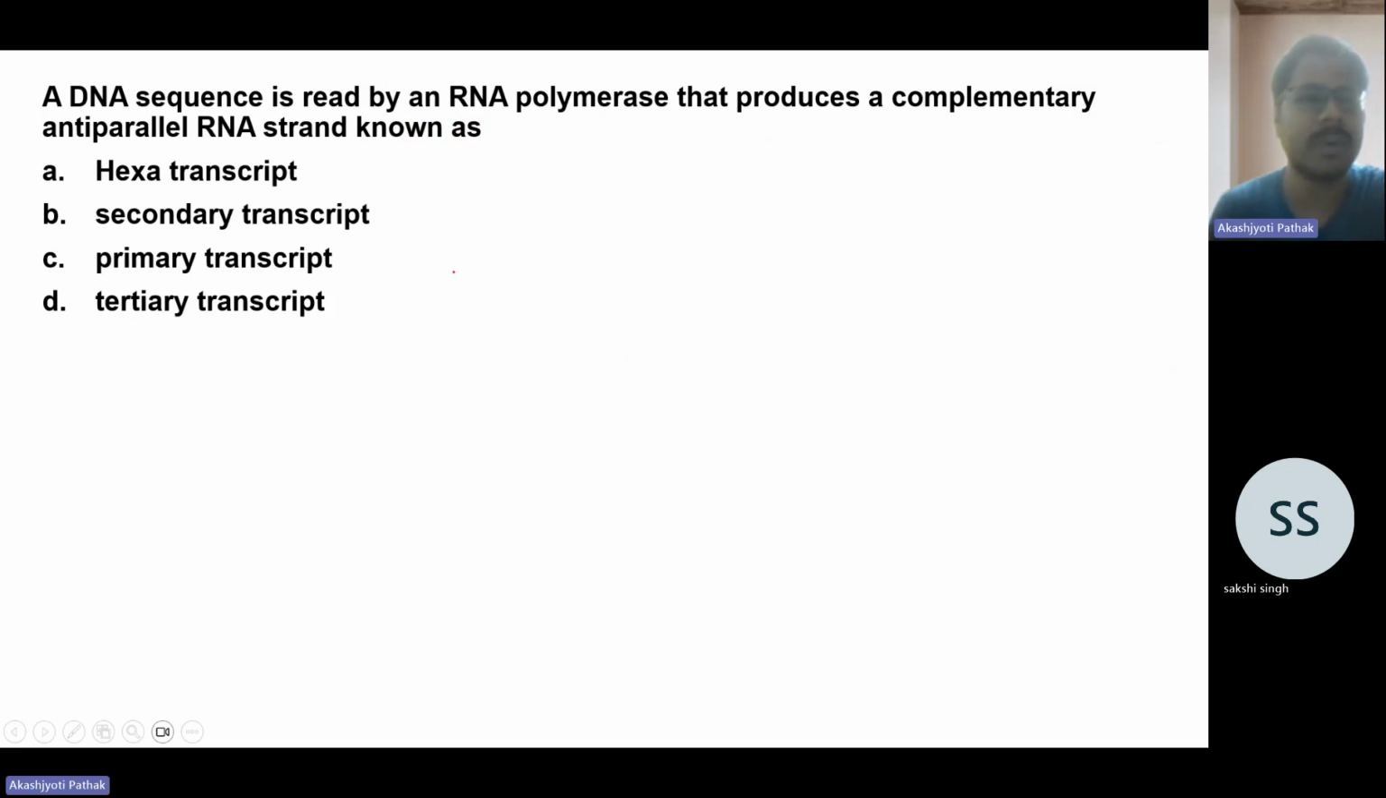So we will move to the next question. The DNA sequence is read by an RNA polymerase that produces a complementary anti-parallel RNA strand. The complementary anti-parallel RNA strand synthesized by RNA polymerase during transcription is known as what? Options: hexatranscript, secondary transcript, primary transcript, tertiary transcript.